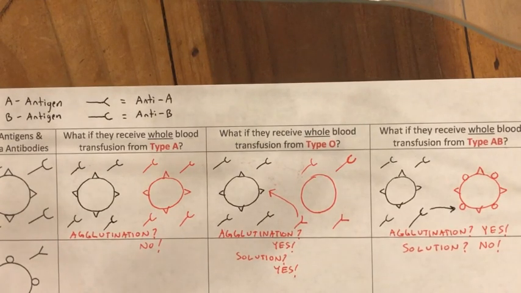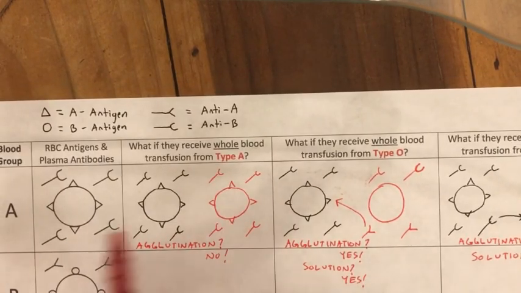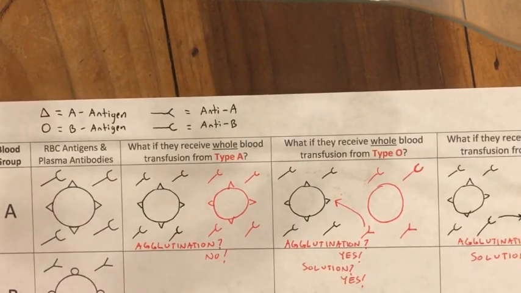So this is why type O blood, while it's the universal donor, is only going to be used in emergency situations where there is not enough of the correct blood type to give an individual who's in critical condition. Otherwise, if there is enough type A blood, they will just give a type A transfusion to somebody with type A. That's always the safest bet.